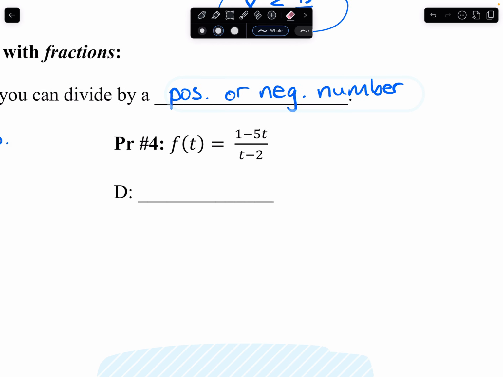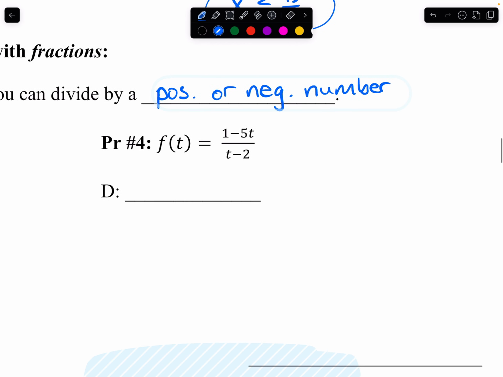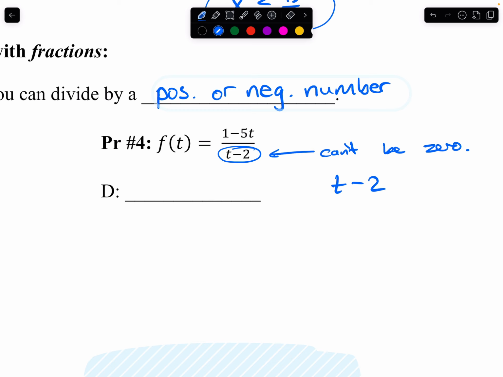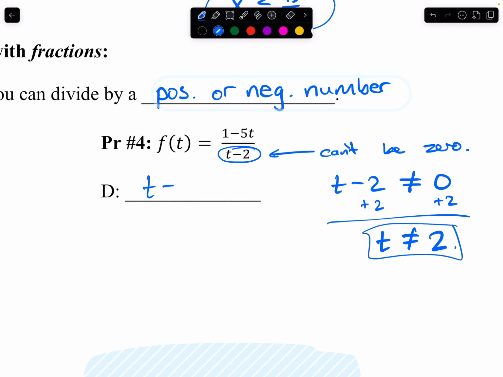That example was, I think, a little too easy. So let's do practice problem number 4 together. Again, we're dividing. f of t is 1 minus 5t all divided by t minus 2. So again, this can't be 0. So we'll say t minus 2 does not equal 0. Well, if t minus 2 does not equal 0, that's the same as saying t cannot be 2. There we go. That's our domain. t can be anything else. It just can't be 2.